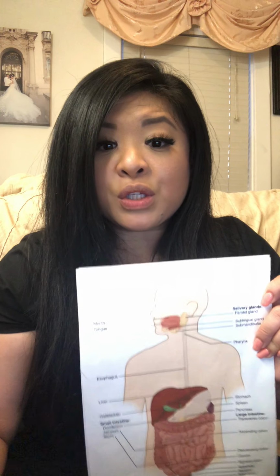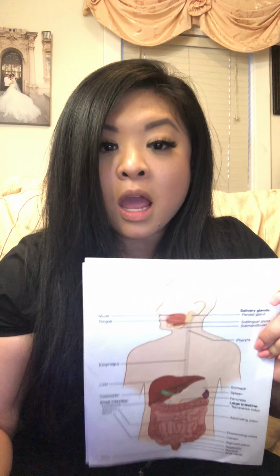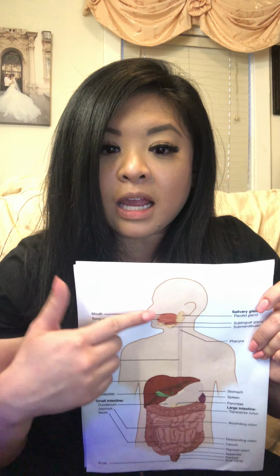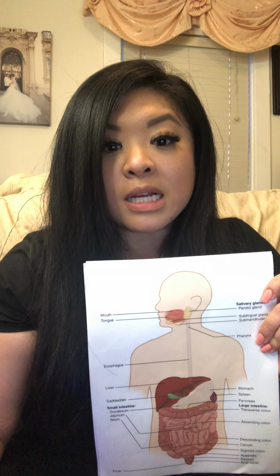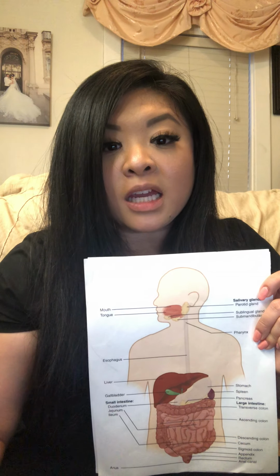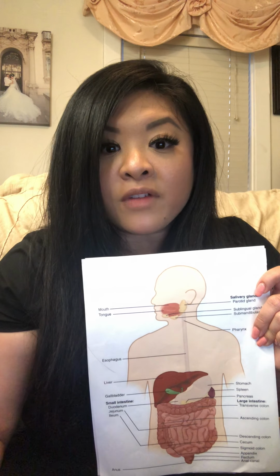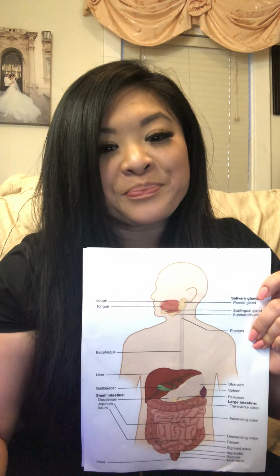So the organs of digestion are part of two main groups. First is the gastrointestinal tract, or the alimentary canal, which is a long continuous tube approximately 30 feet or 9 meters in length. And it begins in the mouth and it ends in the anus. And the second group of organs consists of accessory structures, which include the teeth, the tongue, the salivary glands, the liver, the gallbladder, and the pancreas.